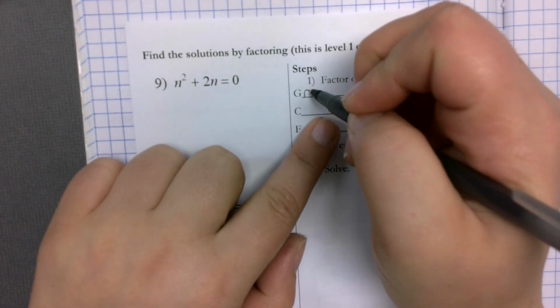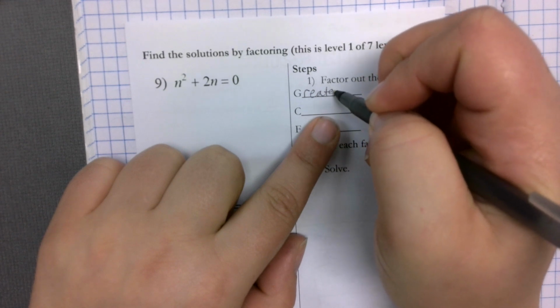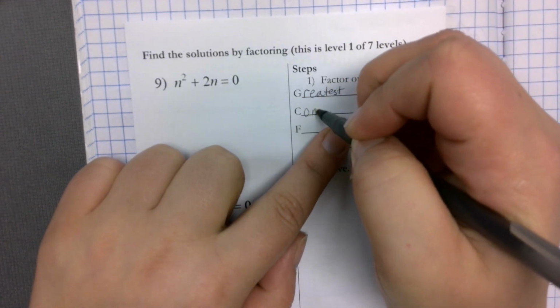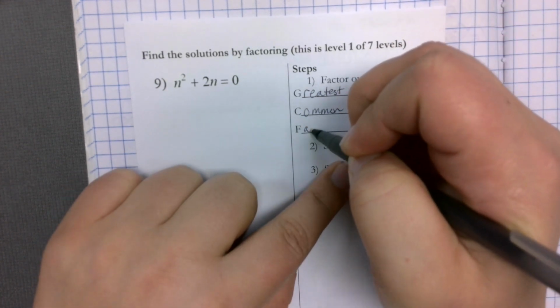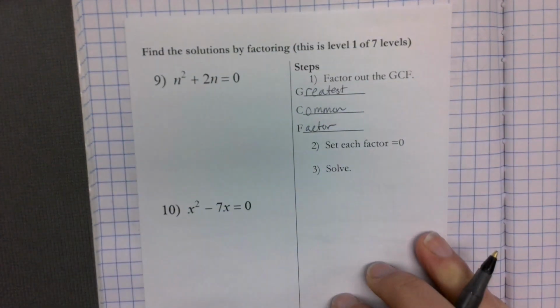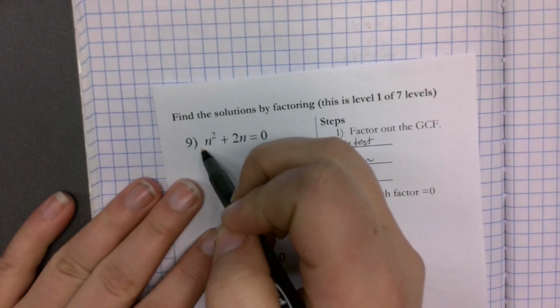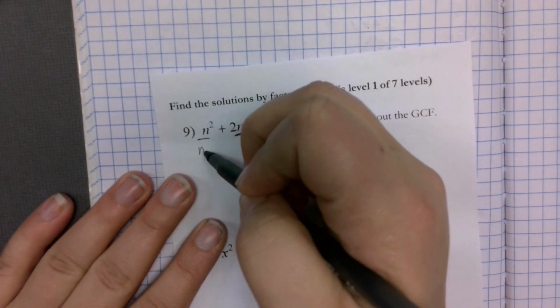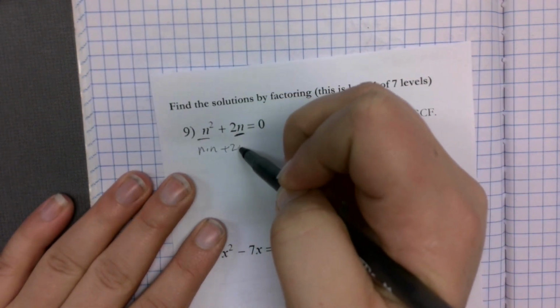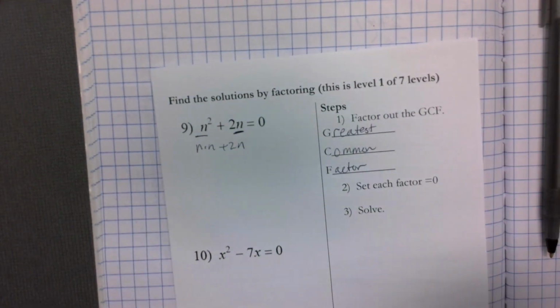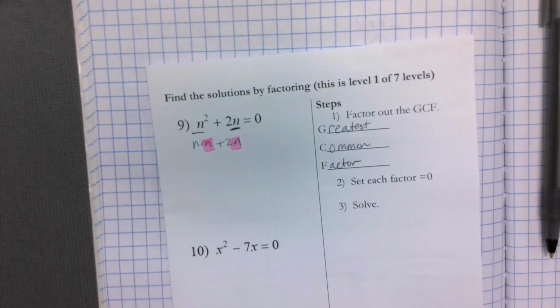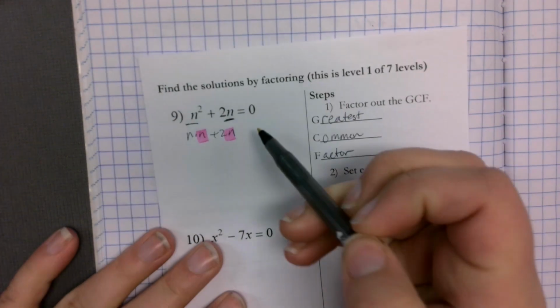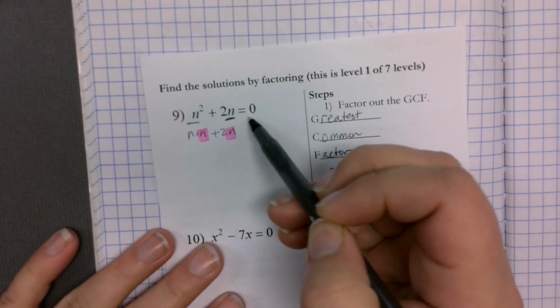So you should know it stands for greatest common factor. So we're looking, what can I take out of both of these? Well, I can think of this as n times n. Notice, I could take an n out of both of those. Also, this has to be 0 before you start factoring.